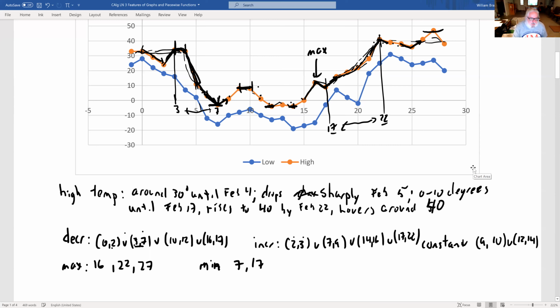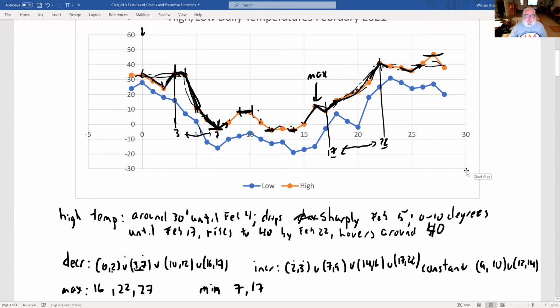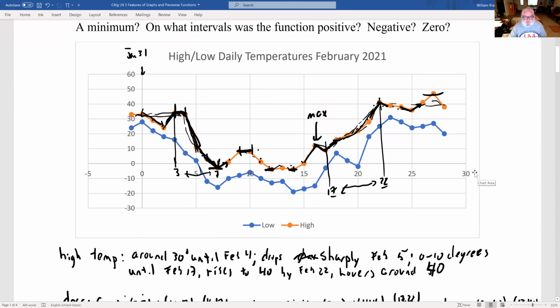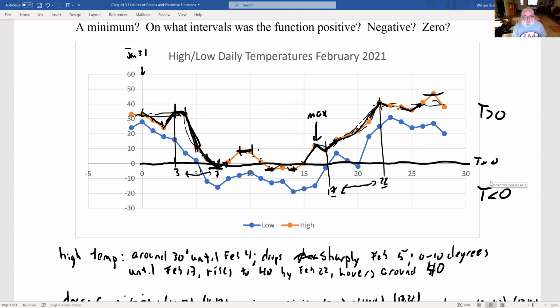And the last thing we want to know is where is the temperature positive? So this is the temperature equals 0 line. Right along this line, temperature equals 0. Above the line, temperature is positive. Below the line, temperature is negative.